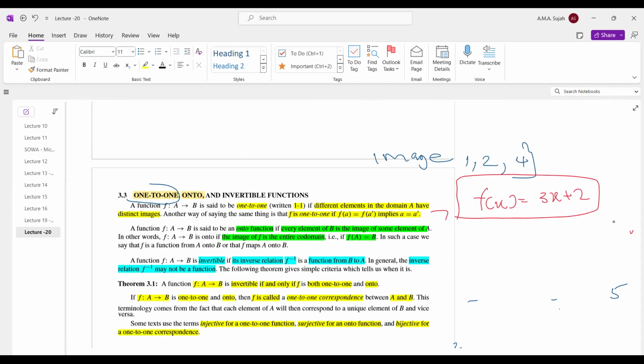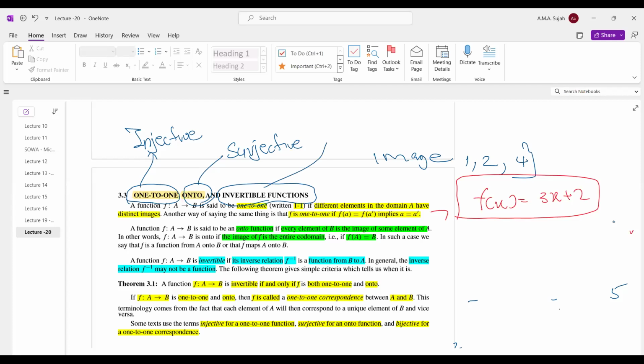Sometimes we can call them by different names, right? So a one-to-one function we can call an injective function. An onto function we can call a surjective function. This invertible function we can call a bijective function. These are the different names for the functions, right?